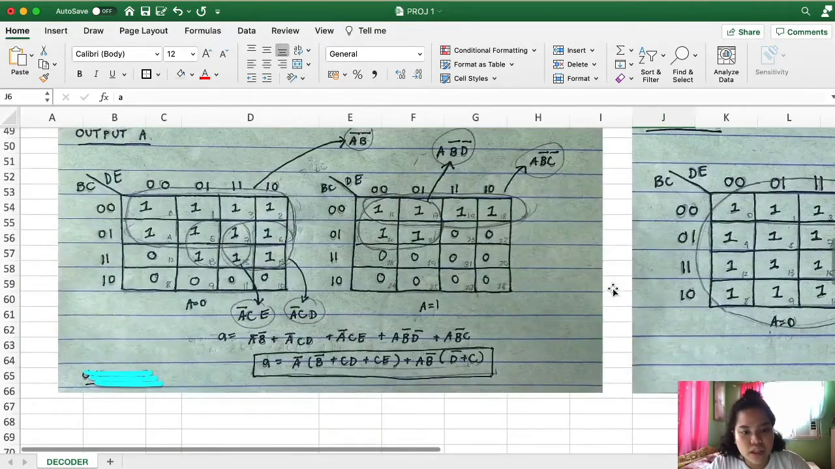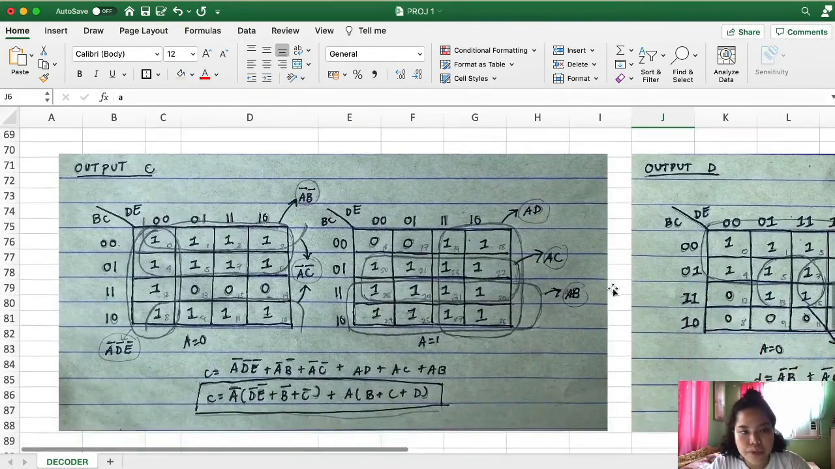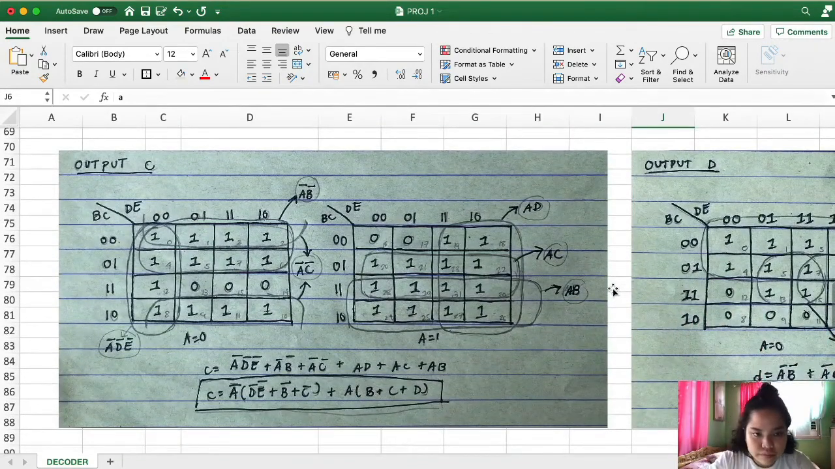So moving on here to our lower side for output C, again, we have two 2x2 matrices, and we have 3 groups for our matrix on the left. So for our first group, it is actually the same as the one we had prior to output C, which is this group over here that has 8 members. So this will just be not A ANDed with not B.